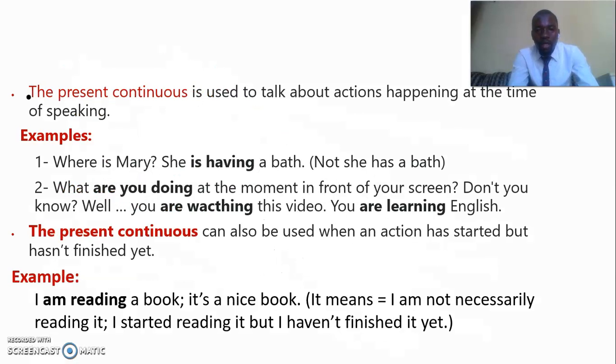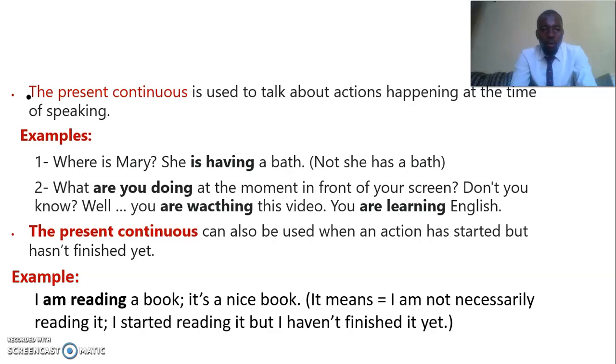Great. Now let's talk about the use of the present continuous tense. The present continuous tense is used to talk about actions happening at the time of speaking. When I say right now I am speaking English, it means that action is taking place at the same time. So that action is in continuous, progressive form.